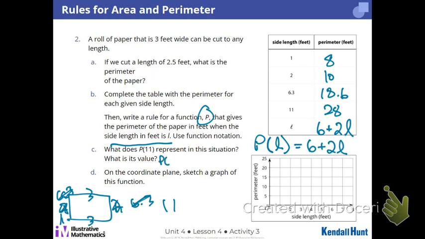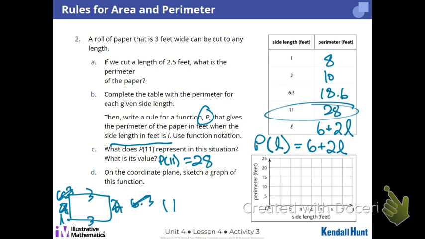So what does P of 11 represent? 28. No, what does it represent? A paper with the side length of 11. Side length of 11 goes in. What comes out? The perimeter is 28 when I have a side length of 11. So remember we were writing those sentences before? Okay, what is its value? Well, it means when I have side length 11, my perimeter is 28.